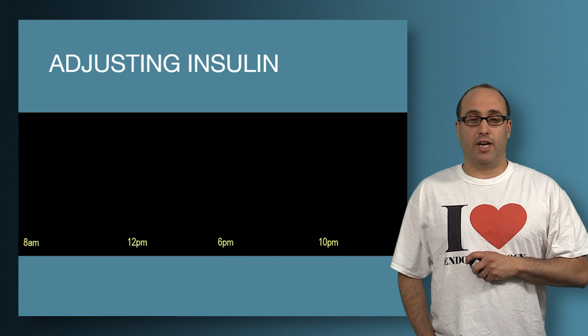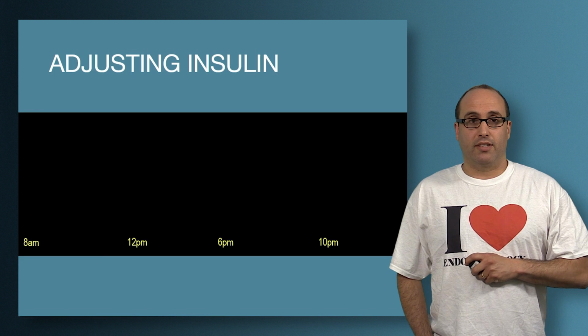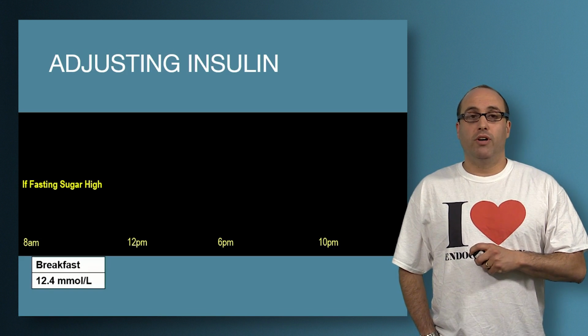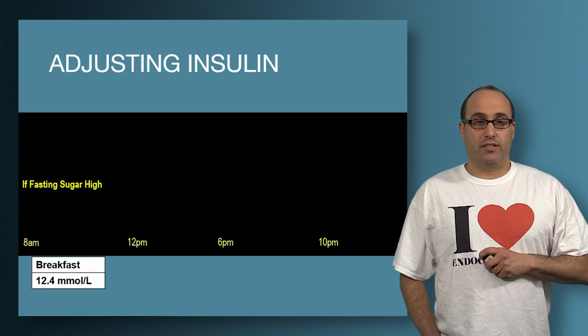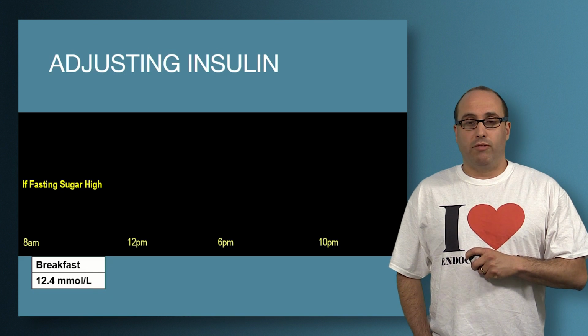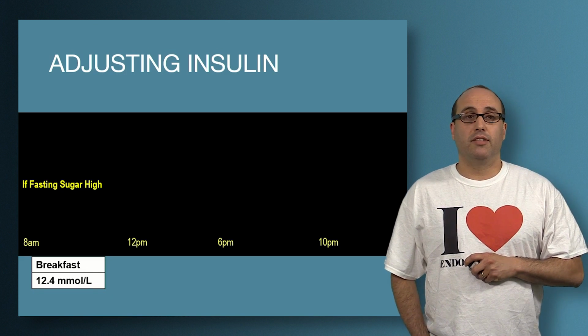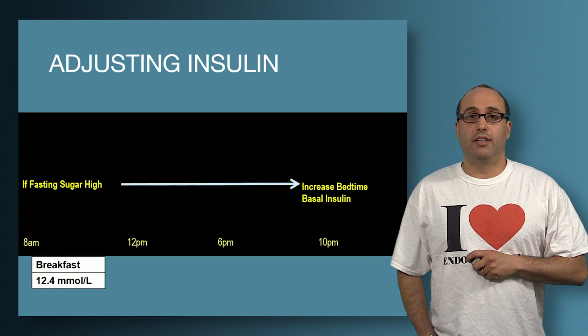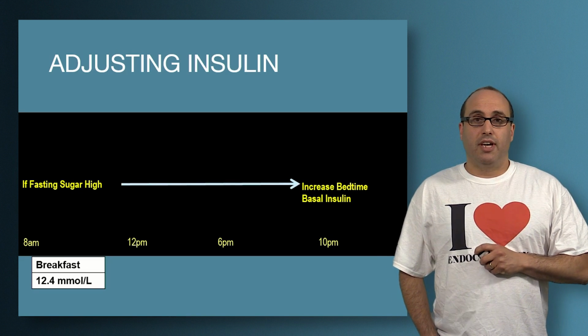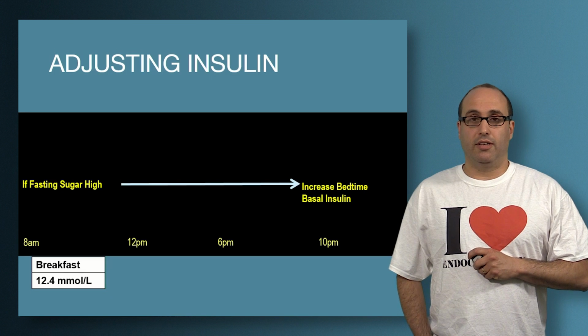Here's another example that I hope will clarify things. Someone has a high blood sugar at breakfast of 12.4. We generally like our fasting blood sugar to be between 4 and 7. So if the fasting blood sugar is high, then the solution to this is to increase the bedtime insulin the next day.